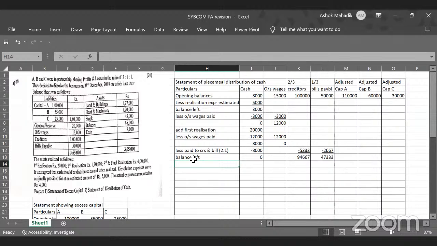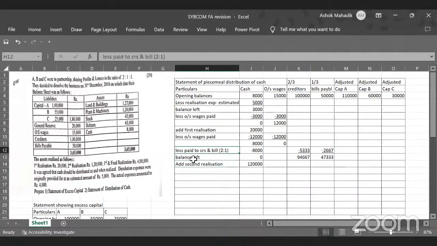Second realization is 1,20,000. So I'll add here the second realization. How much is it? 1,20,000. So I'll write 1,20,000. Clear? Don't distribute in the same line. Remember this. Distribute in the next line. That line was for receiving the money. Now you will distribute it.